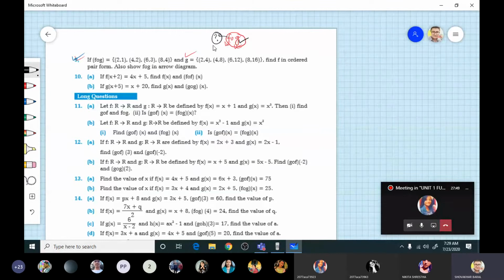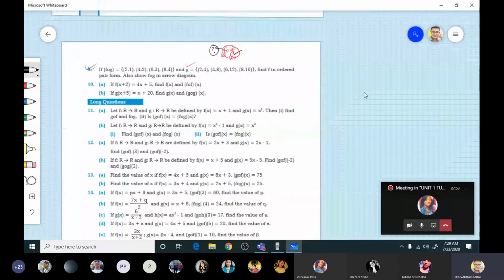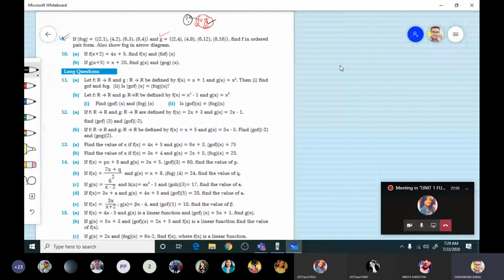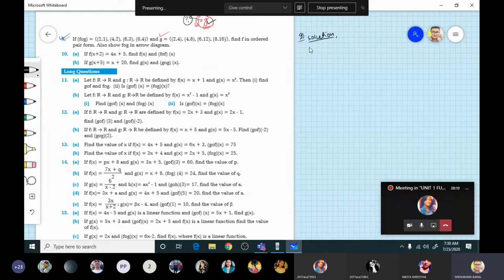Okay, let's find it. This is a very easy one. If you have a copy and pen, you can do it along with me. I'll write it in a proper way. Let's begin by writing the solution. Question number 9, solution. I hope it is visible and legible enough on your screen. Okay, what is given here? Here f composite g is given.